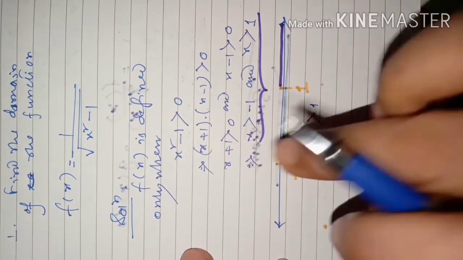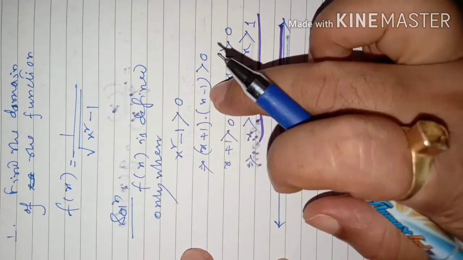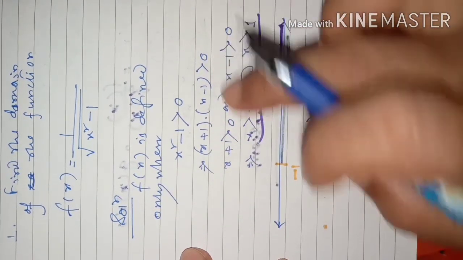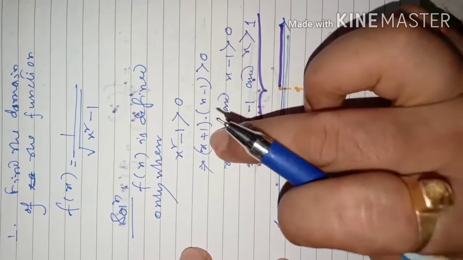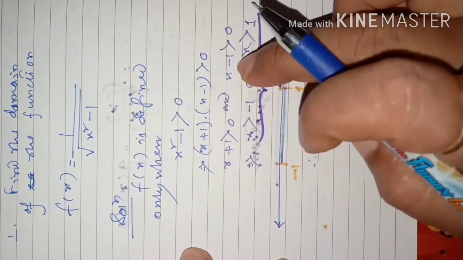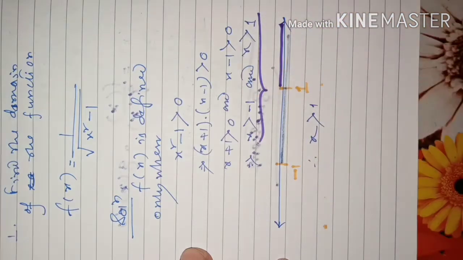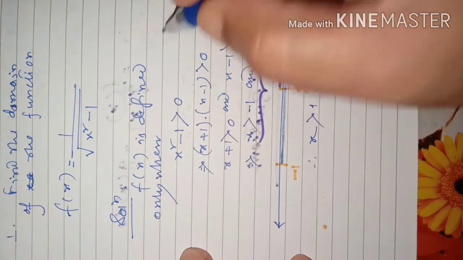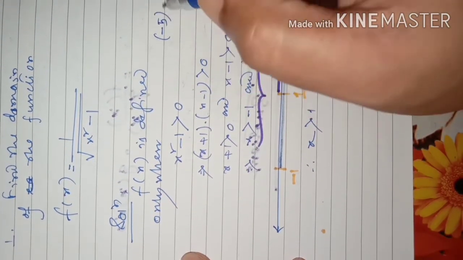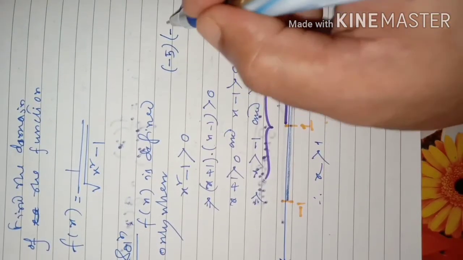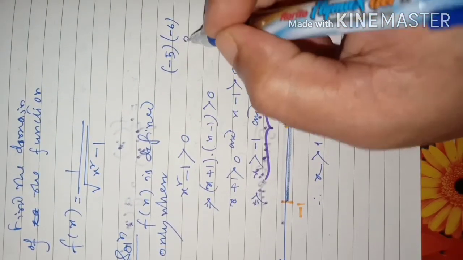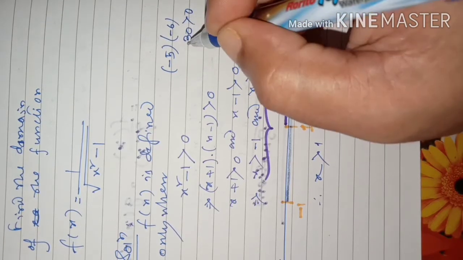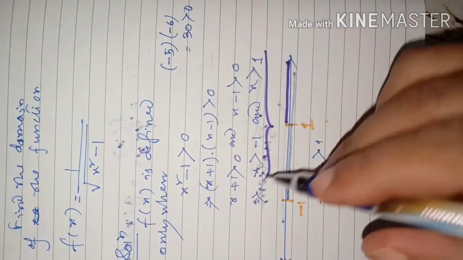Now again, if both are positive, then their product is greater than 0. If both are negative, means x plus 1 is less than 0 and x minus 1 is less than 0, then their product again will be greater than 0, because as you see, suppose this is minus 5, as I showed you yesterday, and this is minus 6. The product is 30, which is greater than 0.